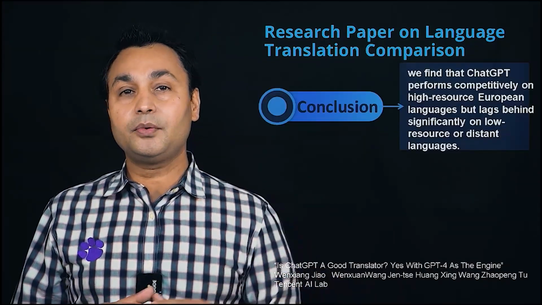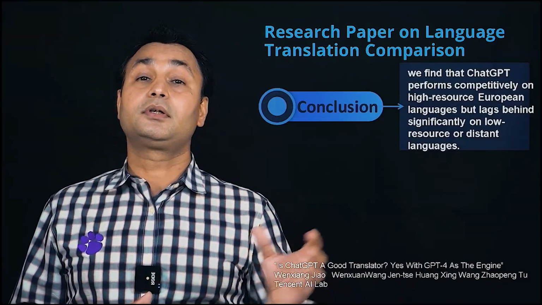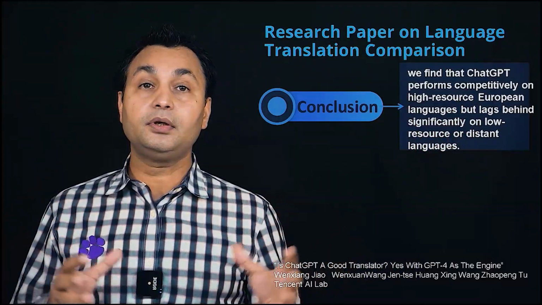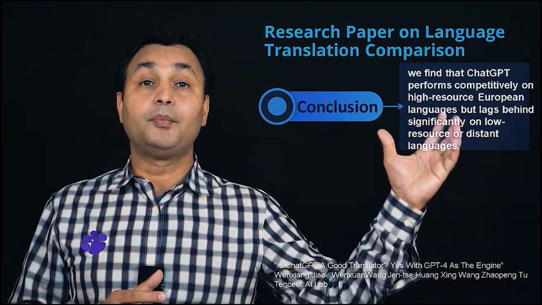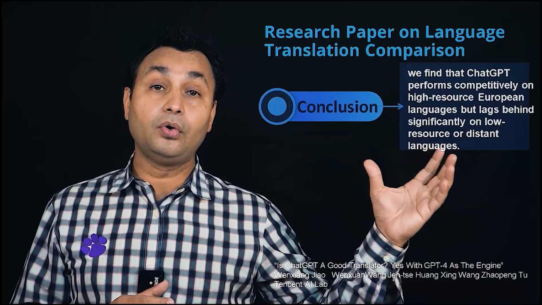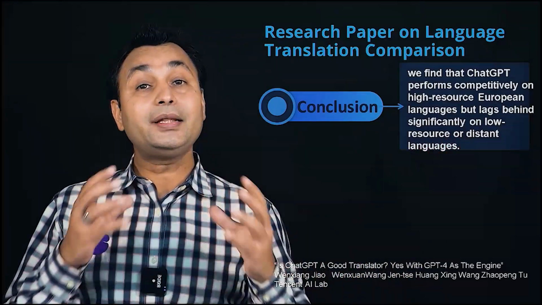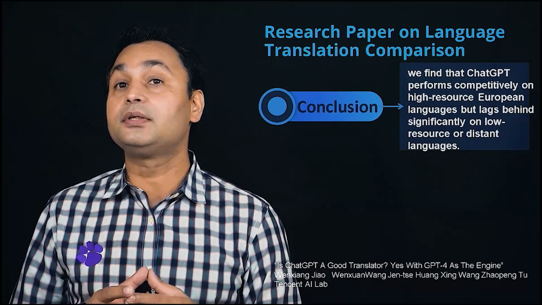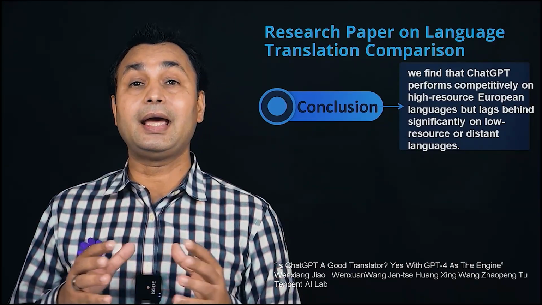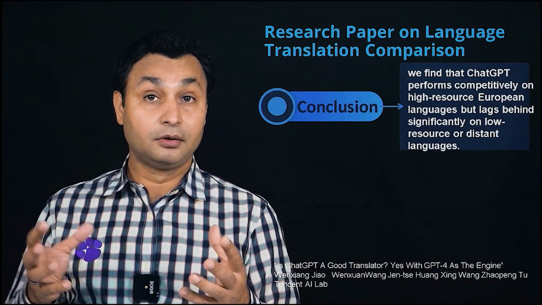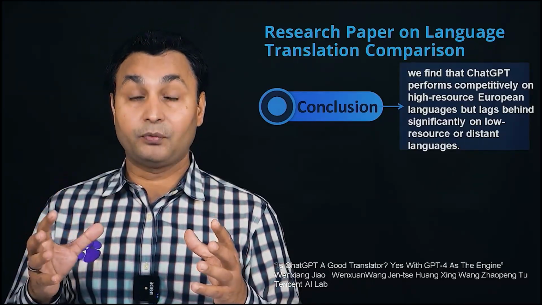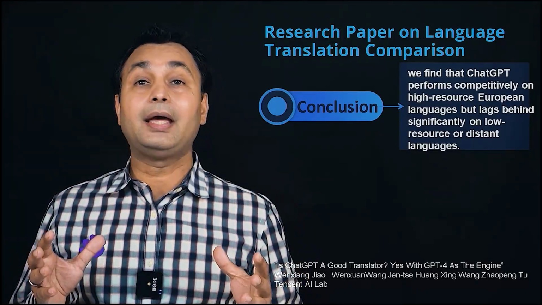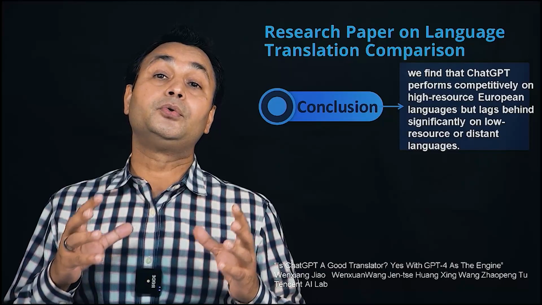But I want to talk about two main things. The first is the conclusion of the paper. They find that ChatGPT performs competitively on high resource European languages, but lags behind significantly on the low resource or the distant languages. The way they define a high resource language is a language for which there is a lot of data available, which is widely used, and there are texts corresponding to those languages on the web. Whereas the low resource languages are those which are not widely used but are spoken, and there is a very small amount of data with respect to those languages on the web.